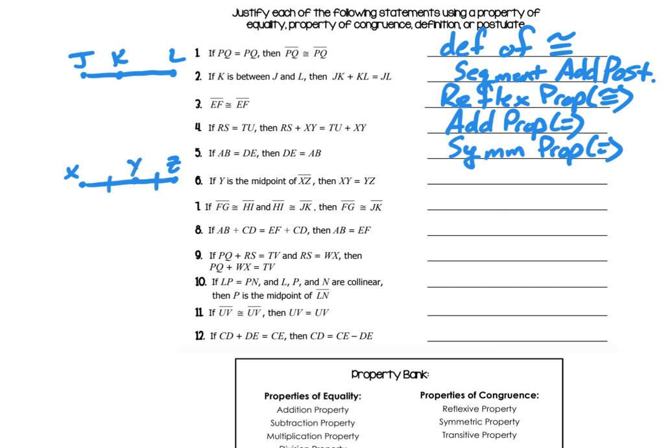How do we know that XY and YZ are congruent? Definition of midpoint, good. It might be just as easy to just use what's told to us in the statement, right? We know it's the midpoint, and then you just think about what it means to be the midpoint. Midpoint means it's right in the middle of the two endpoints of that segment.